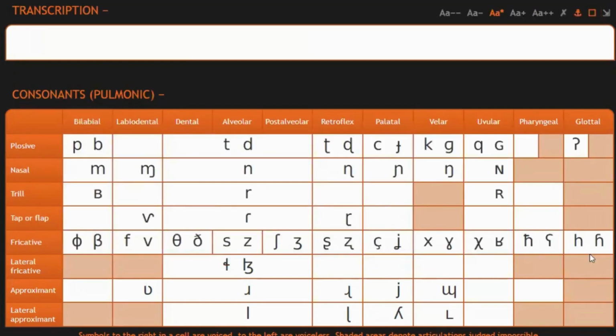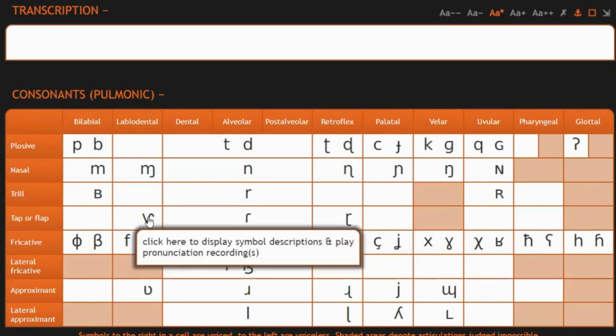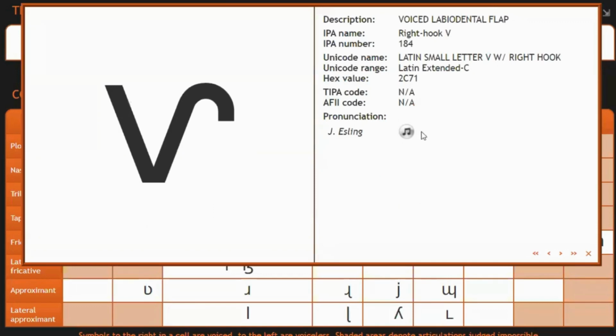All right, this sound is relatively rare in the world's languages. Next, we have the labiodental tap or flap.